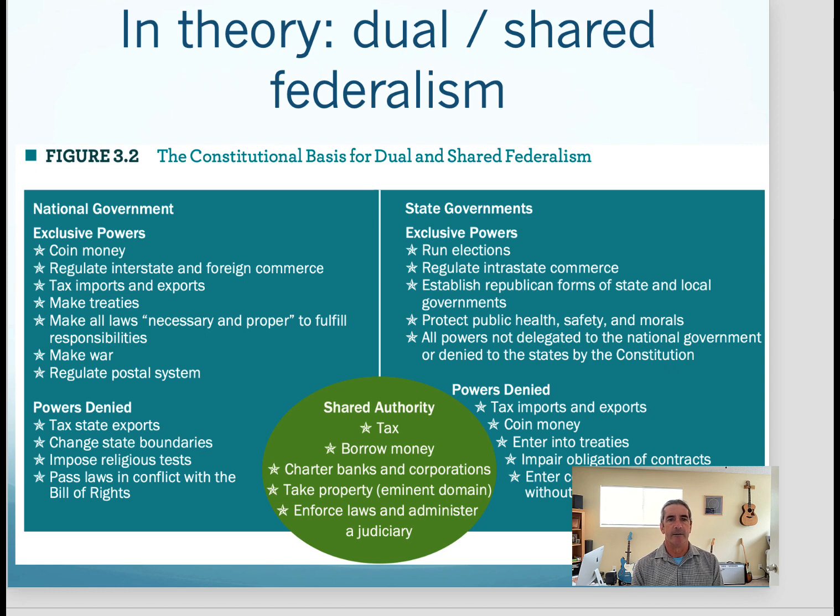In theory, it seems kind of simple. This is figure 3.2 from the textbook, and this lays out in a nice, clean fashion what state governments do, what national governments do, and what they can both do, and also what they're both not allowed to do. So the national government can do things like coin money, regulate interstate and foreign commerce, tax imports and exports, make treaties, make all laws necessary and proper to fulfill those responsibilities.